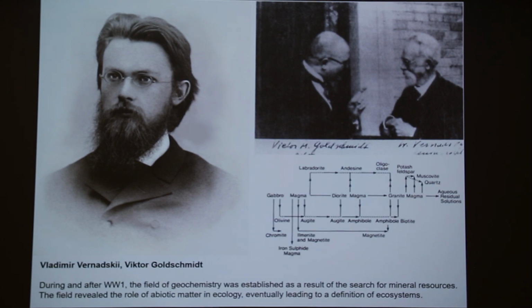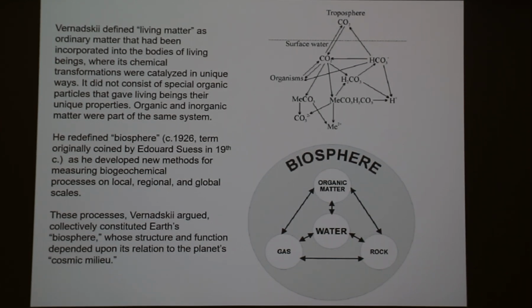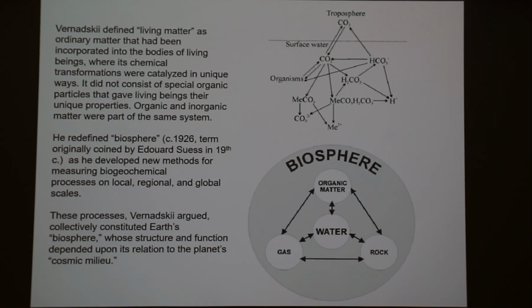This question becomes much more specific during and after World War I, when the field of geochemistry is established as a result of the search for mineral resources. And there's something very specific here. There's a tungsten shortage, tungsten, a form of metal, there's a shortage in that. And this sends several scientists, especially chemists, in search of it, basically. And he, with this, also develops new methods for measuring biochemical processes at very different scales.